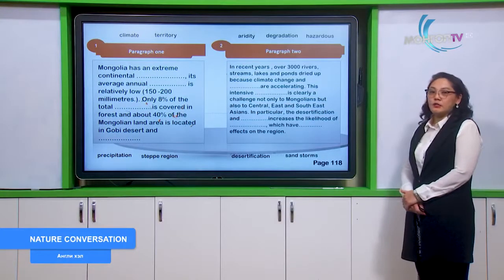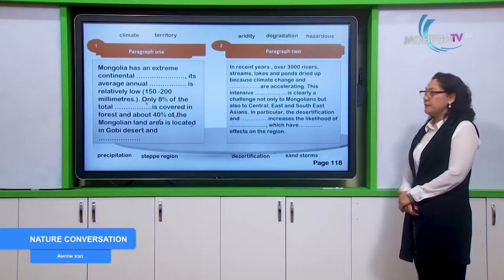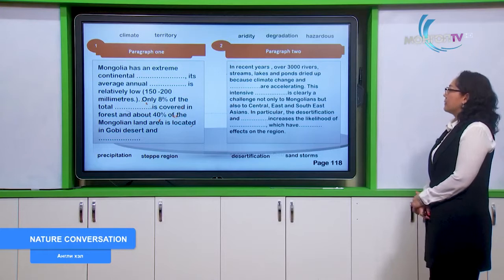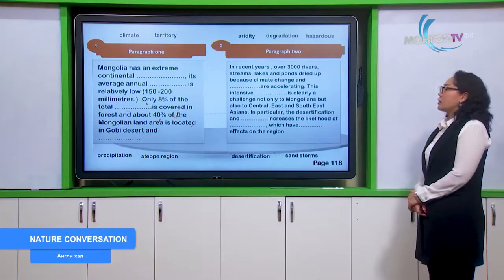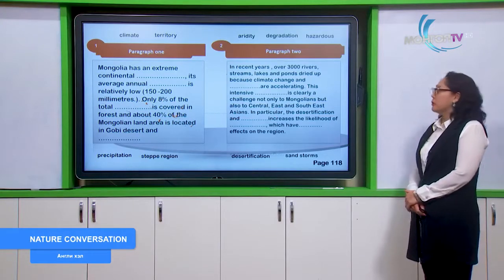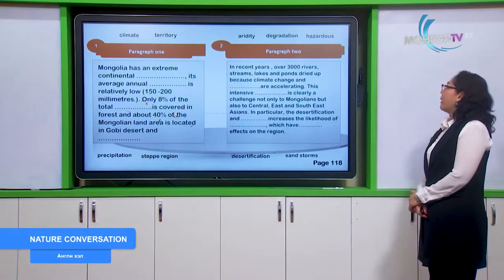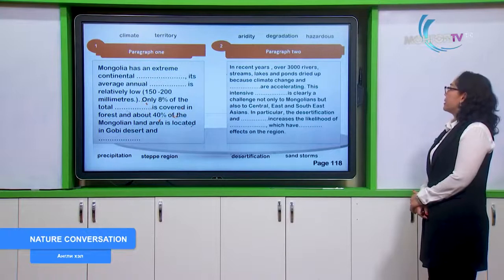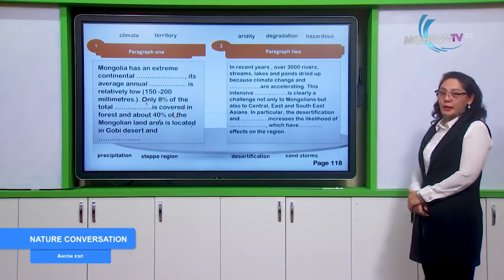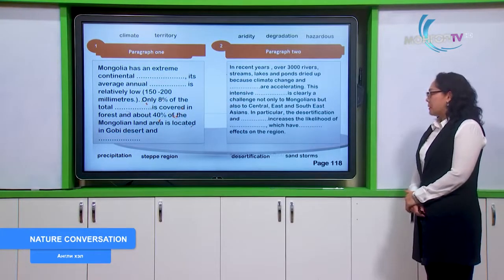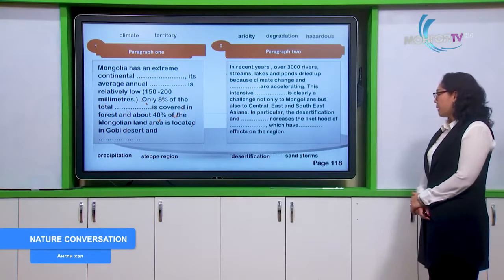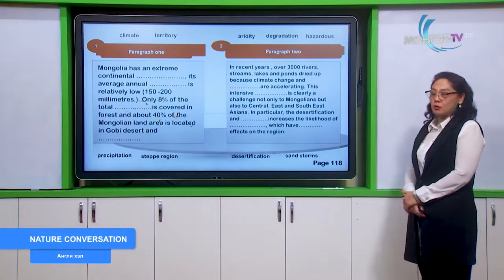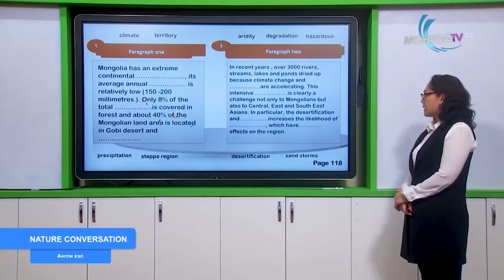Now I will translate into Mongolian. Aridity, хуурайшил. Degradation, бууралт, доройтол. Hazardous, аюултай. Desertification, цөлжилт. Sandstorms, шороон шуурга.